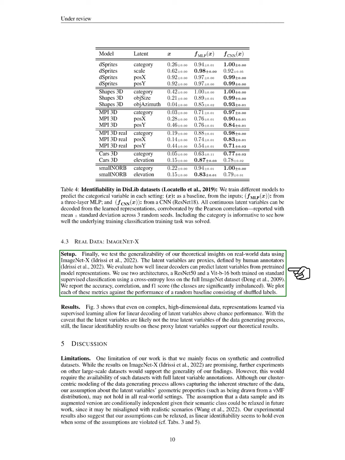Finally, we test the generalizability of our theoretical insights on real-world data using ImageNet-X, where latent variables are defined by human annotators. We evaluate how well linear decoders can predict latent variables from pre-trained model representations using two architectures. We report accuracy, correlation, and F1 score, plotting these metrics against a random baseline. Our results show that even with complex, high-dimensional data, representations learned through supervised learning allow for linear decoding of latent variables above chance performance. However, we note that these latent variables may not represent the true underlying variables of the data generation process.